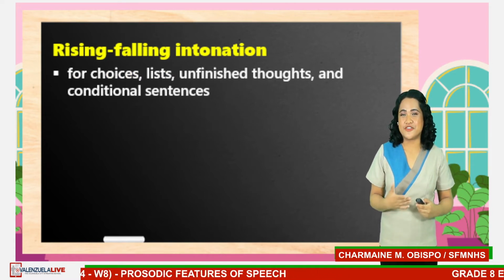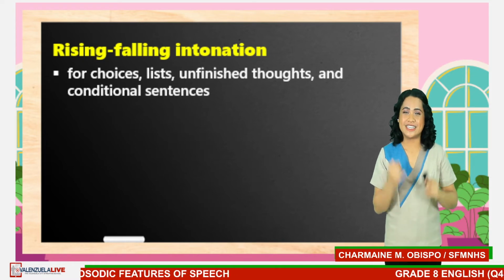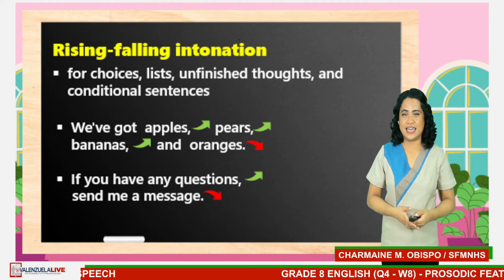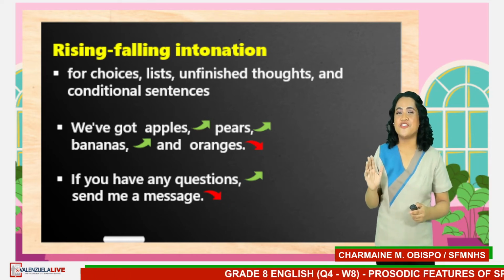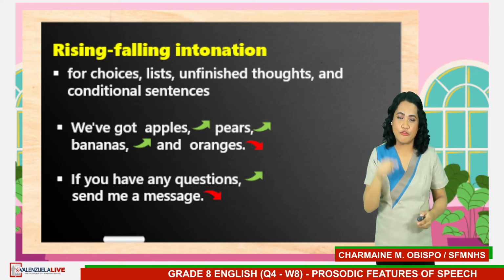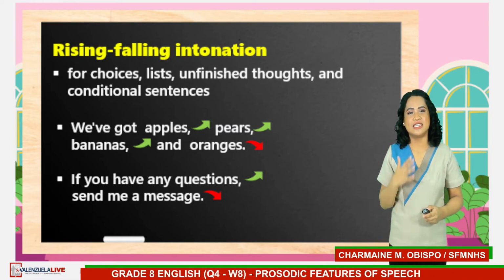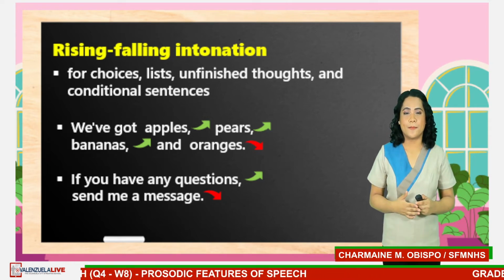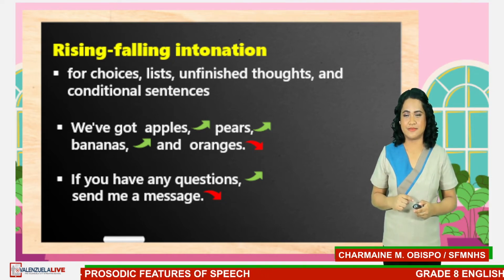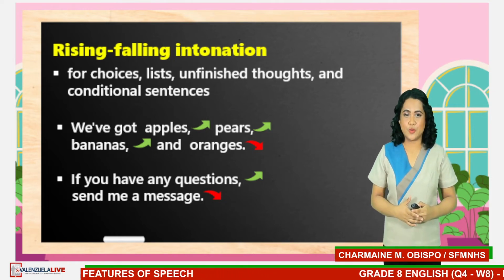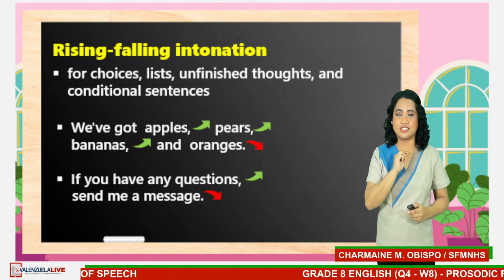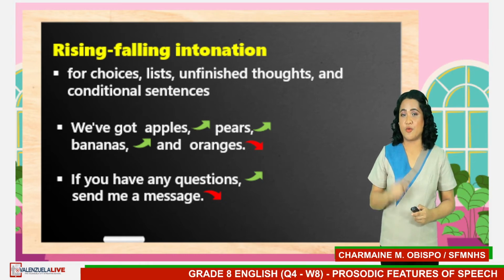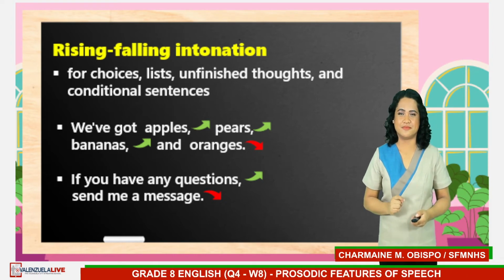Next, we use rising and falling intonation for choices, lists, unfinished thoughts, and conditional sentences. In the first example, the intonation rises on each item on the list and falls on the last item to show that the list is finished. Listen carefully. We've got apples, pears, bananas, and oranges. In conditional statements, we use the rising intonation in the first clause, then gradually shift to the falling intonation in the second clause. If you have questions, send me a message.